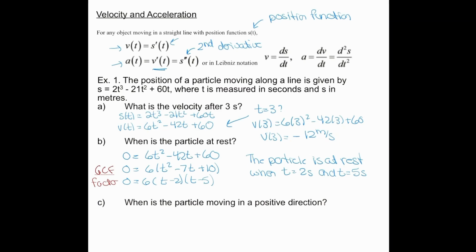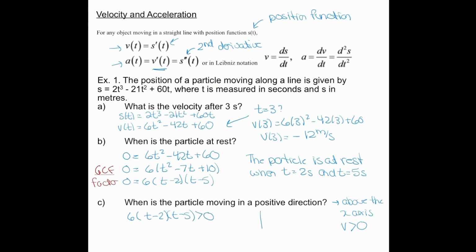So the last part of this is asking, when is the particle moving in a positive direction? And that's going to be when it's above the x-axis. So my velocity, where is my velocity greater than 0? So now what we want to know is, when will 6 times t minus 2 times t minus 5 be greater than 0?